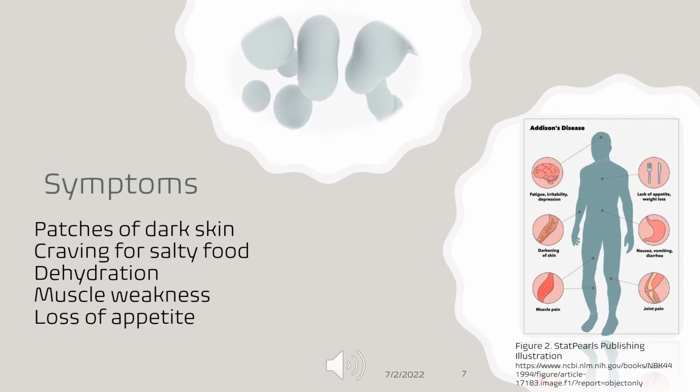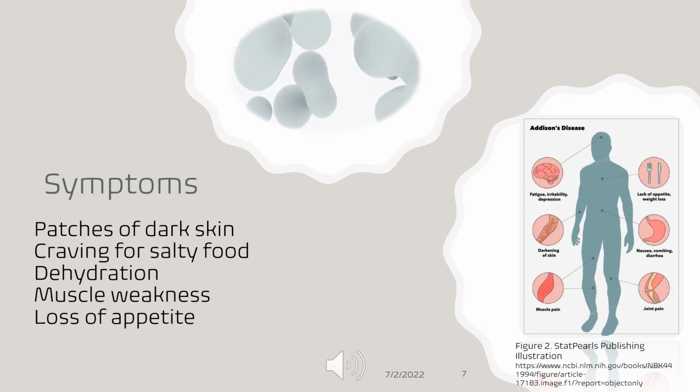So now let's talk about the symptoms of Addison's disease. As we discussed in the first couple slides, there are going to be patches of dark skin that are visible. As you can see on the right diagram, from StatPearls Publishing illustration, they are showing the darkening of the skin.